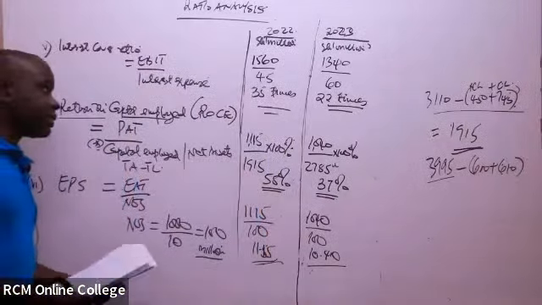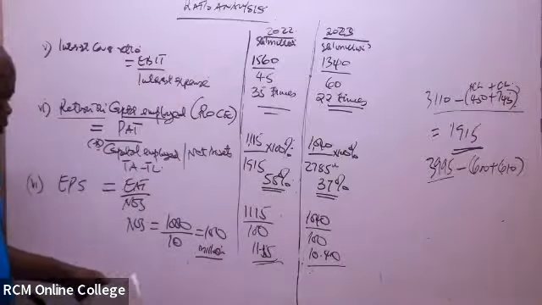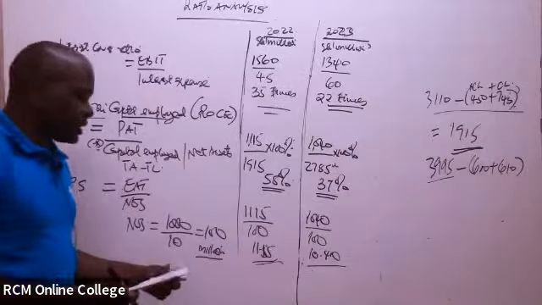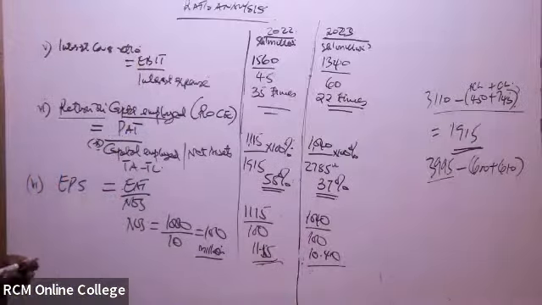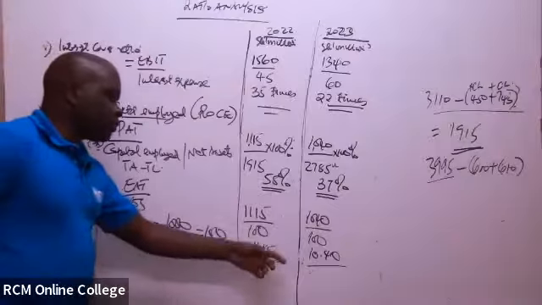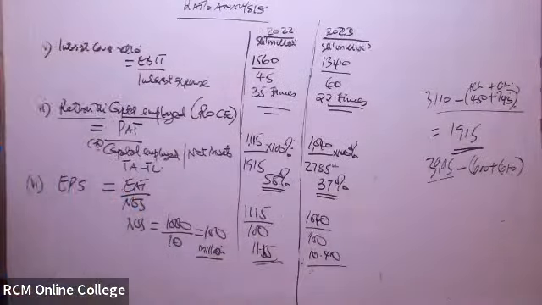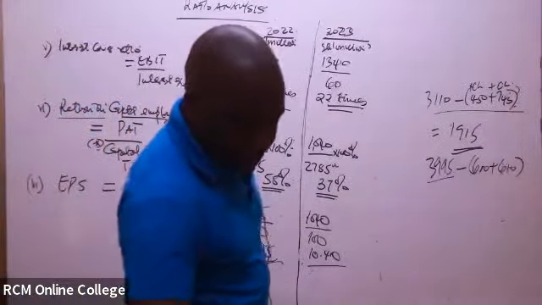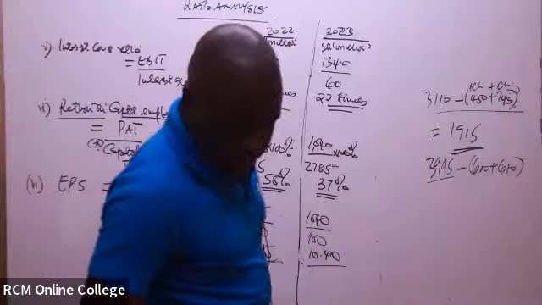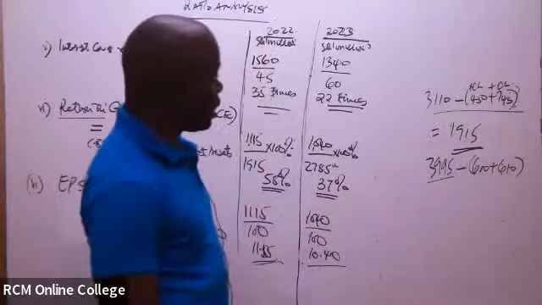So it means the earnings per share for the year 2022 is higher than the earnings per share for the year 2023. So here, the amounts attributable to the ordinary shareholders were a bit higher compared to those in the year 2023. So that is basically what is happening there.